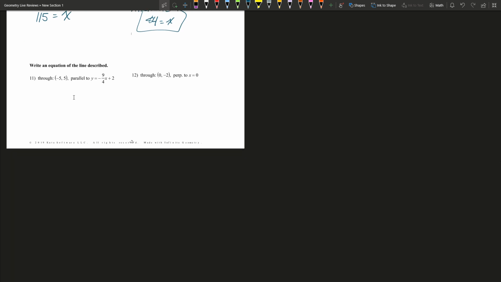And then numbers 11 and 12. For whatever reason, I think these will be the ones you guys struggle with the most, even though that shouldn't be the case. In order to do these efficiently, you need to know slope-intercept form, where B is the intercept and M is the slope. And if you want to make your life a lot easier, you need to know point slope form.